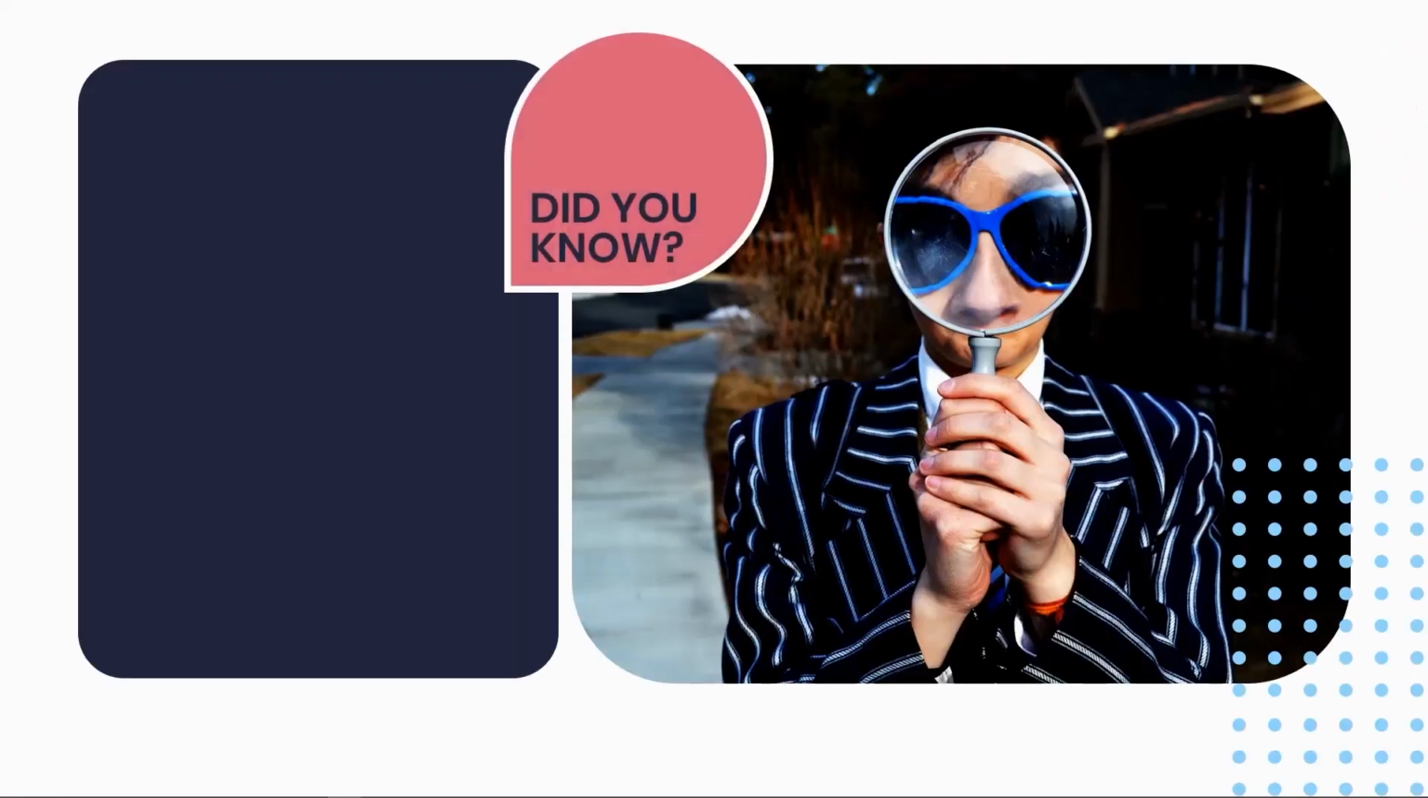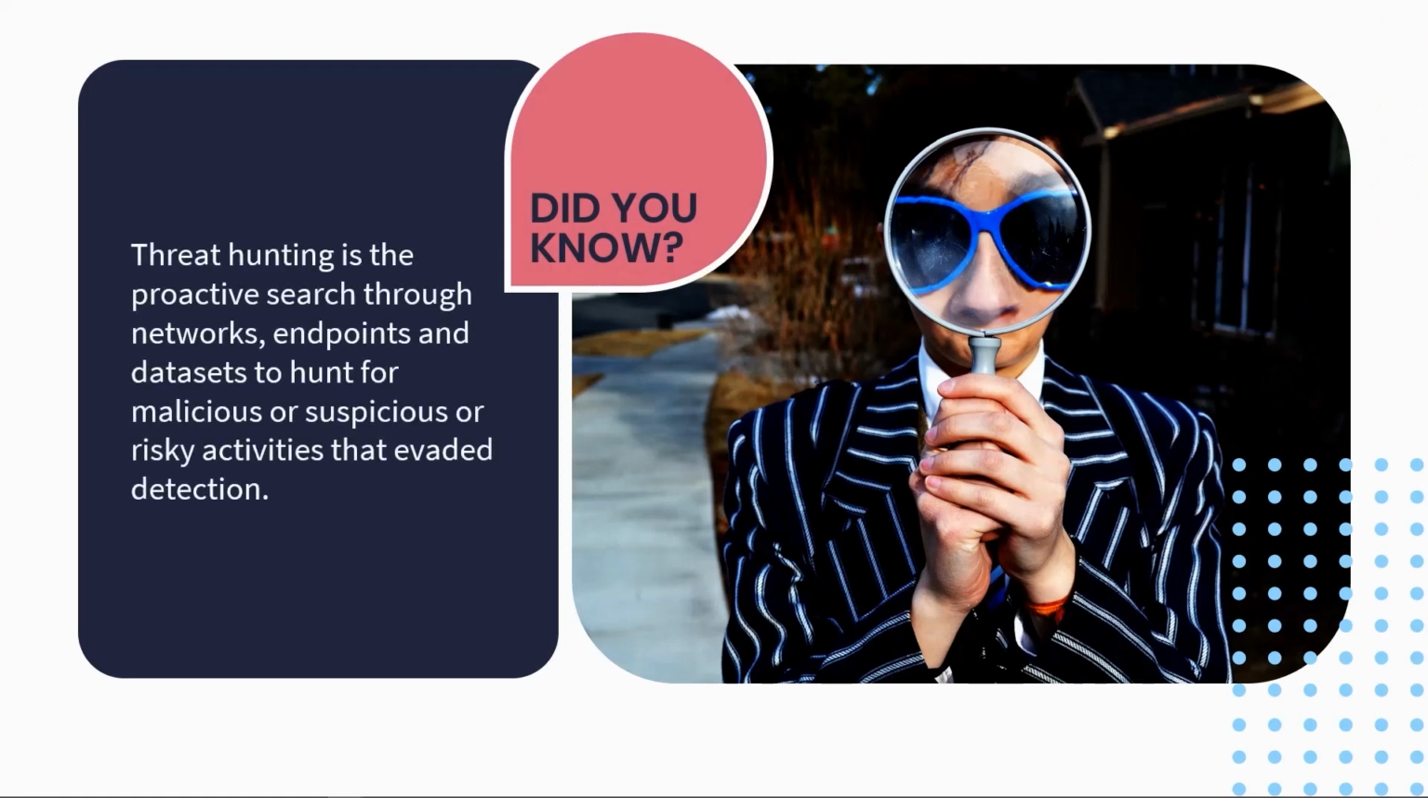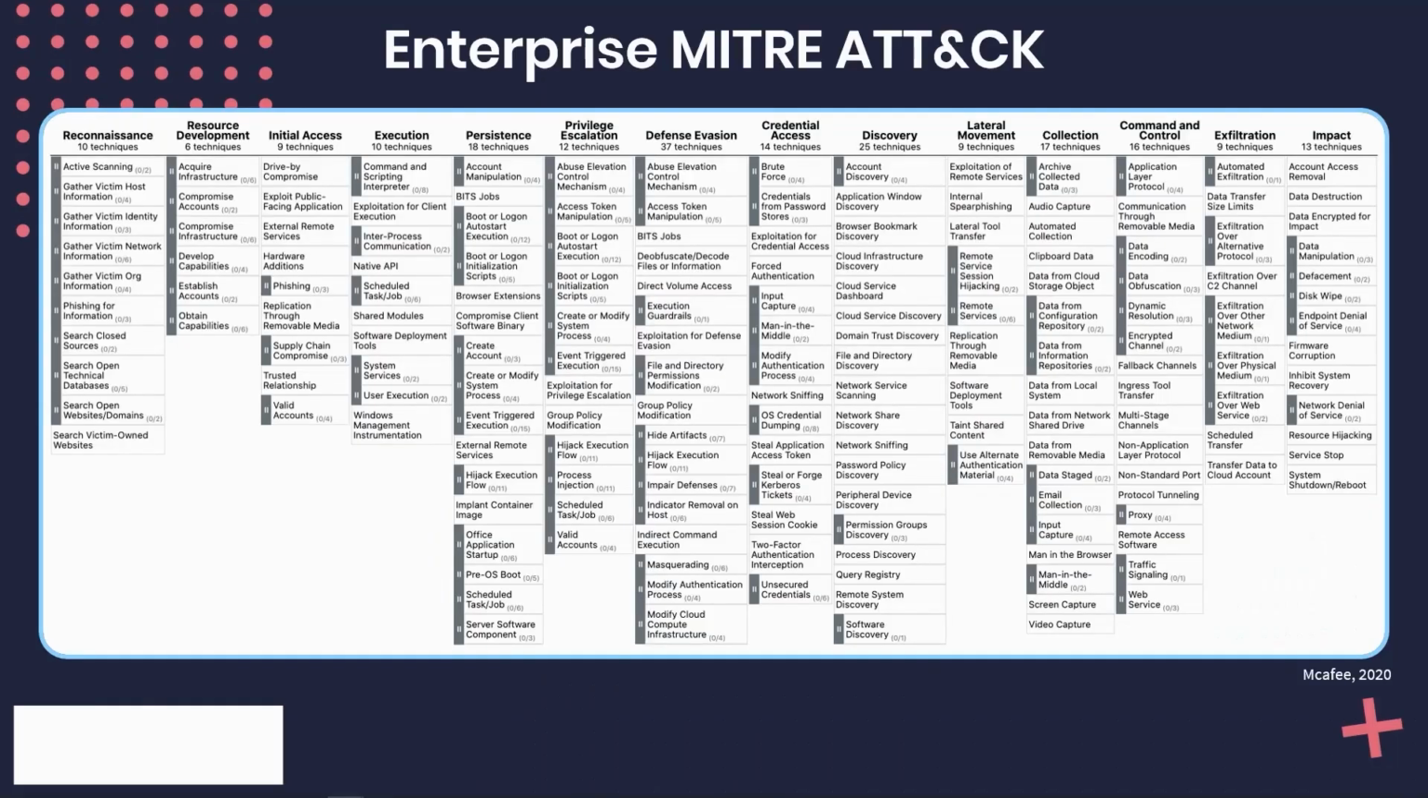So, what is threat hunting, you may ask? It is a proactive search through networks, endpoints, and datasets to hunt for malicious, suspicious, or risky activities that evaded detection. Let's explore the MITRE ATT&CK illustration for an enterprise in 2020 from the 101 Guide to MITRE ATT&CK. As you can see here, using the MITRE ATT&CK framework, we're able to visualize the different stages of an attack. The demo at the end of this lesson will highlight credential access and brute forcing a system.